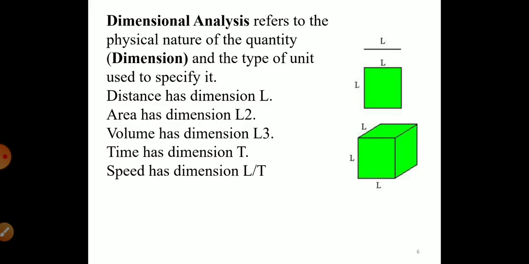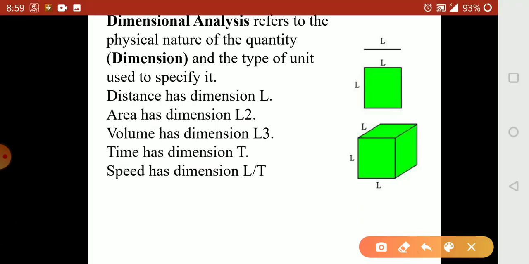Dimension refers to the physical nature of the quantity, that is, the dimensions and the type of unit used to specify it. You can see here a box, and all these we can measure in length. Distance has dimension L, area has dimension L2, and volume has dimension L3. The time has dimension T. So speed has dimension length upon time.